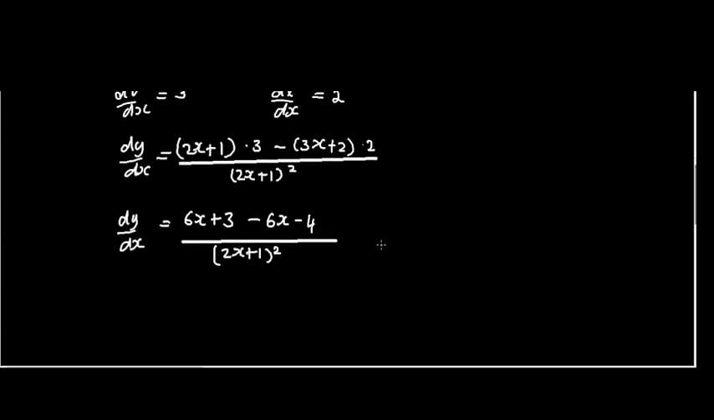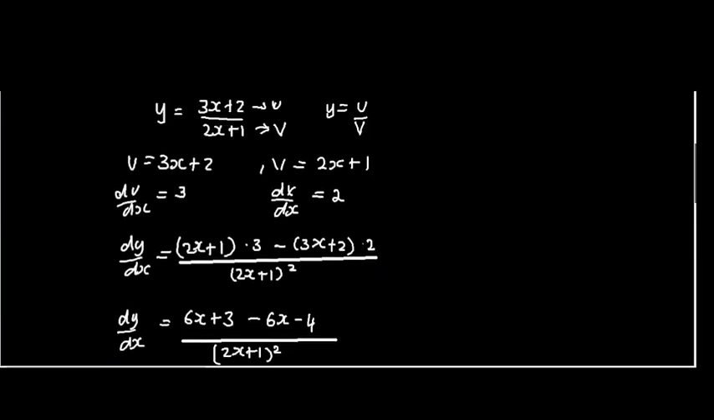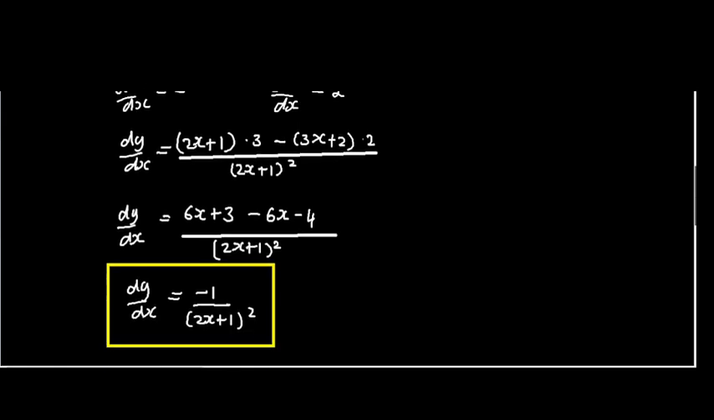Make sure that you don't forget this squared here. People make mistakes at this point, they forget the squared. After that, 6x minus 6x cancels, and 3 minus 4 gives us dy dx equal to negative 1 over 2x plus 1 squared. By reaching this step, we have reached the derivative function of our given function y equal to 3x plus 2 over 2x plus 1.